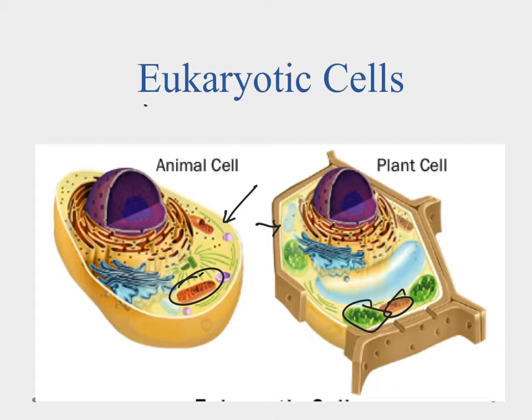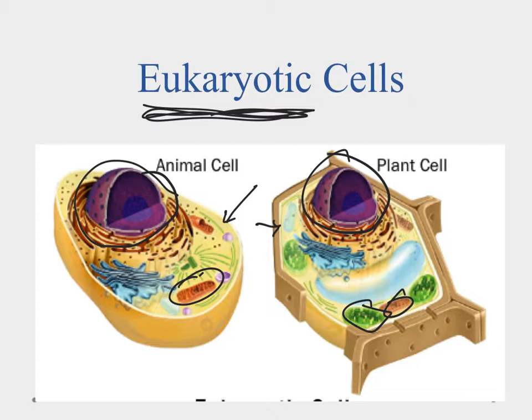Perhaps the easiest way to determine you have a eukaryotic cell is if you look at it under a microscope, you'll see this big structure here in the middle. That's going to be the nucleus, and we'll talk more about that a little bit later on in the unit.